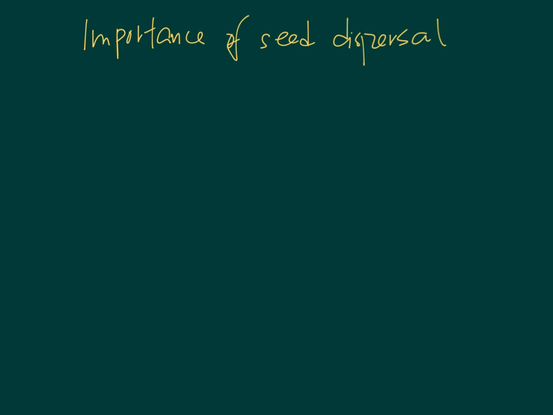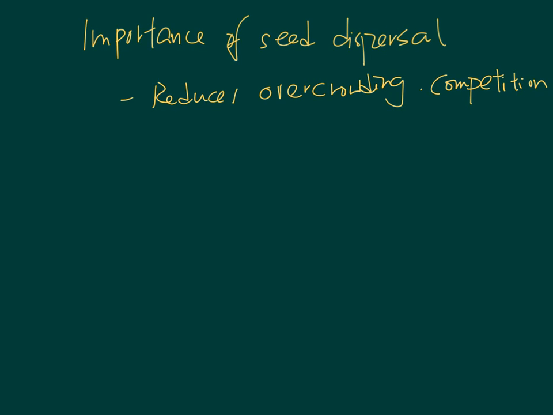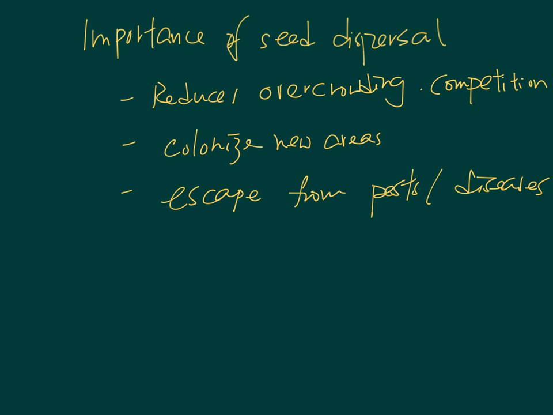It is important that the seed can be dispersed to a far-away place. First off, this can help reduce overcrowding and competition between the parent and the daughter. You don't want the parent and the child to be competing over the same resources. This also allows the plant to colonize new areas. Furthermore, it helps the offspring to escape from pests or diseases that may be present in the original habitat. If there is a disease in the original habitat and the seed is dispersed, then the new plant will probably not be affected by the diseases happening in the original area.